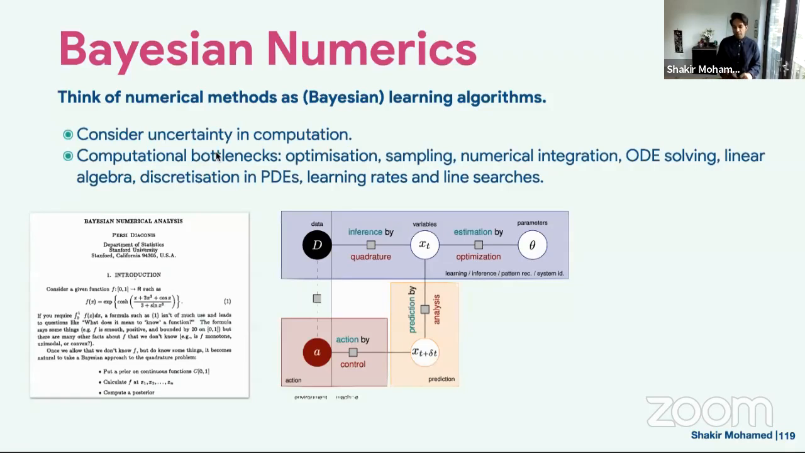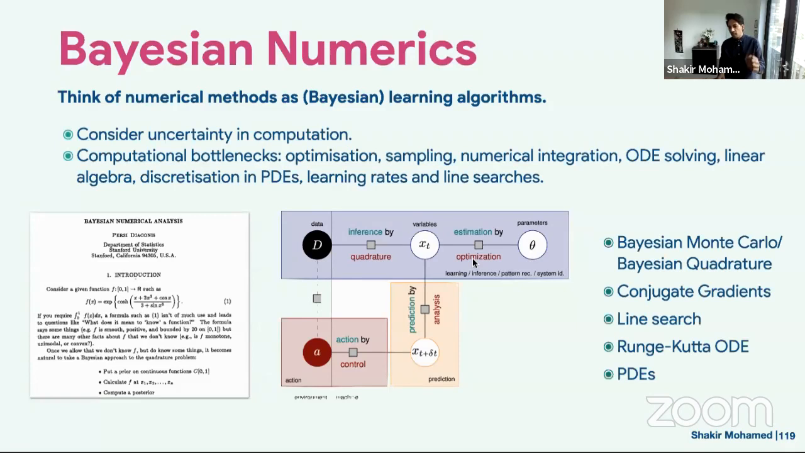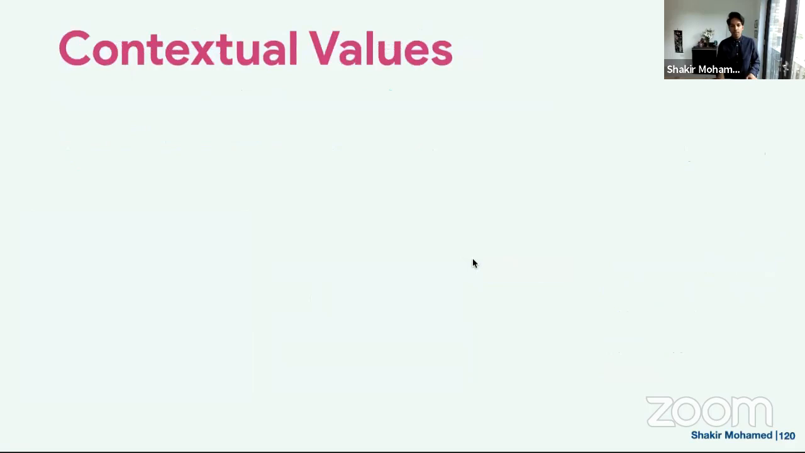Again, Philip Hennig and the Tübingen group have done amazing work to expand this space of Bayesian methods, whether at inference time, where we are doing quadrature and integration, at prediction time, when we are computing posterior predictive distributions, at action and decision-making time, by computing posteriors over actions, or at estimation time, by doing optimization. They've done amazing work on Bayesian quadrature, looking at conjugate gradients as Bayesian methods, and looking at Bayesian approaches to line searches and ODEs and PDEs. So there are a lot of fun methods here to look at.